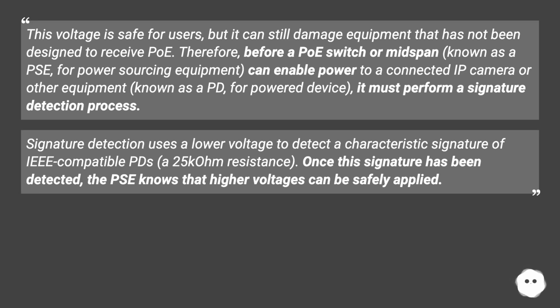Therefore, before a PoE switch or midspan, known as a PSE, for power sourcing equipment, can enable power to a connected IP camera or other equipment, known as a PD, for power device, it must perform a signature detection process. Signature detection uses a lower voltage to detect a characteristic signature of IEEE-compatible PDs, a 25-ohm resistance. Once this signature has been detected, the PSE knows that higher voltages can be safely applied.